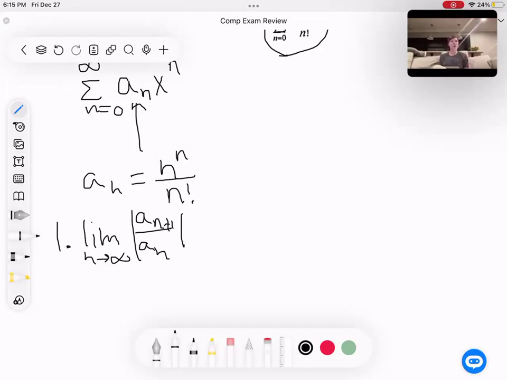Because we know that it's going to converge for all values that are less than 1, I believe. Wait, is it greater than 1 or less than 1? Yeah, I think it's less than 1. Sorry, my memory's not very good.